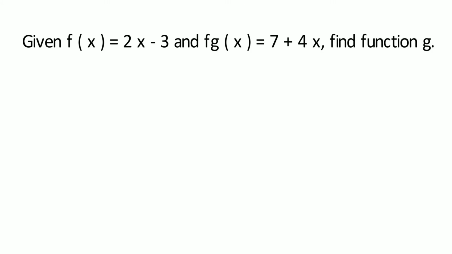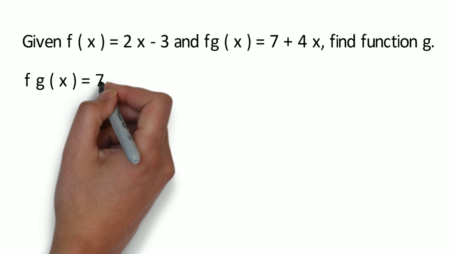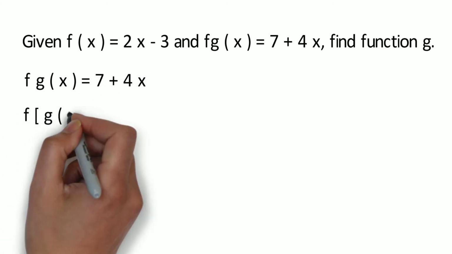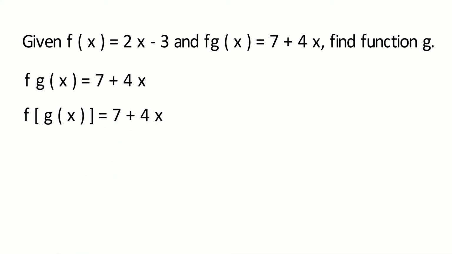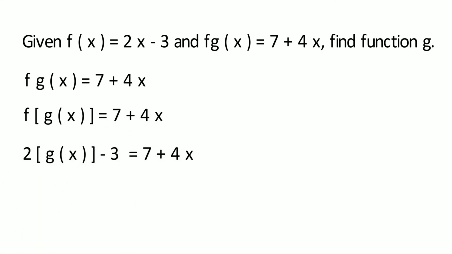Now let's try and find one of the functions in a given composite function. Given f(x) equals 2x minus 3 and fg(x) equals 7 plus 4x, find function g. Now in order to find function g, we need to use function fg because it contains both function g and function f. Now make function g the object of function f. So substitute g(x) into function f. So that means g(x) will be our object of function f.